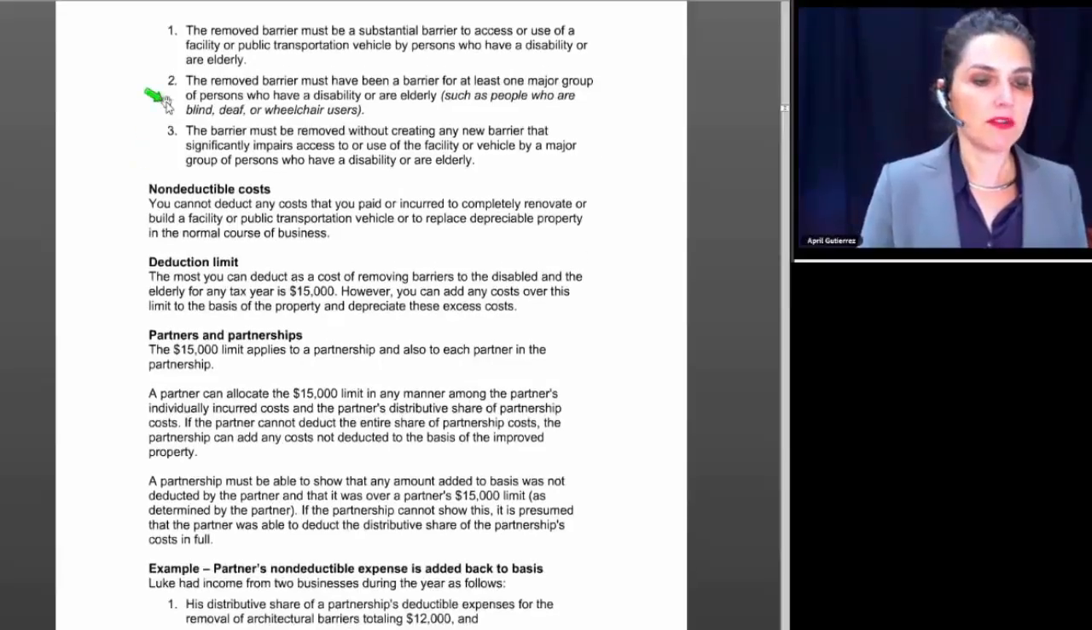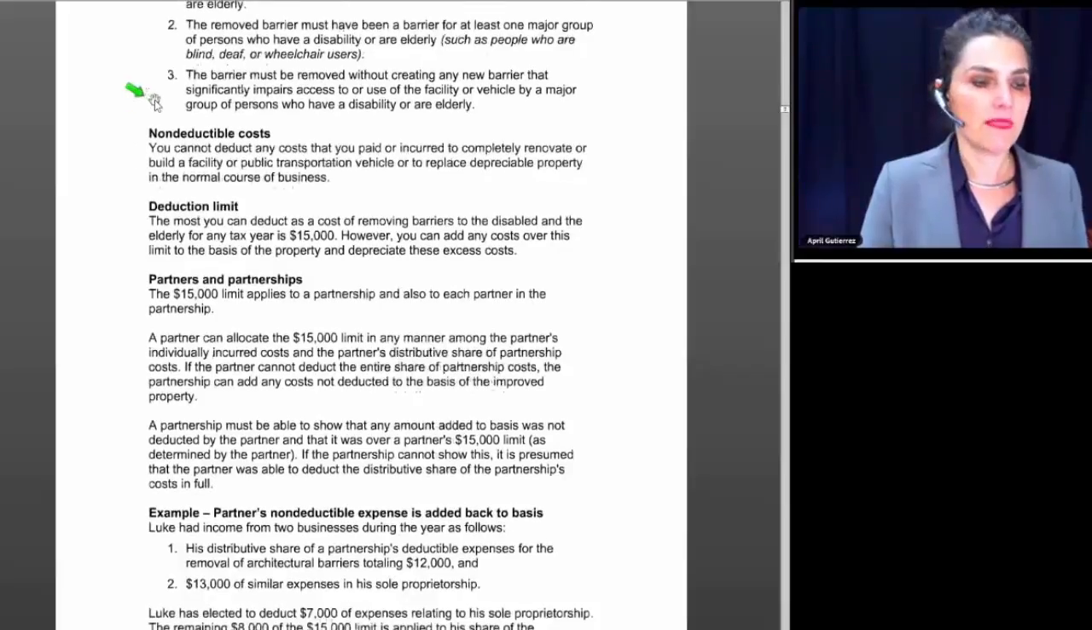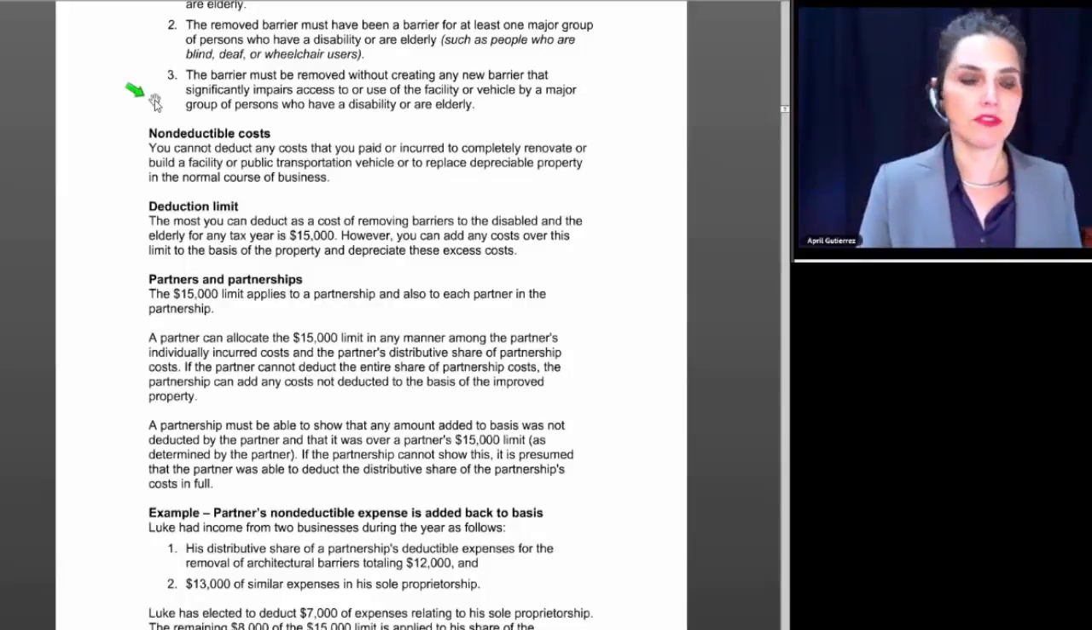The removed barrier must have been a barrier for at least one major group of persons who have a disability or are elderly, such as people who are blind, deaf, or wheelchair users. The barrier must be removed without creating any new barrier that significantly impairs access to or use of the facility or vehicle by a major group of persons who have a disability or are elderly.